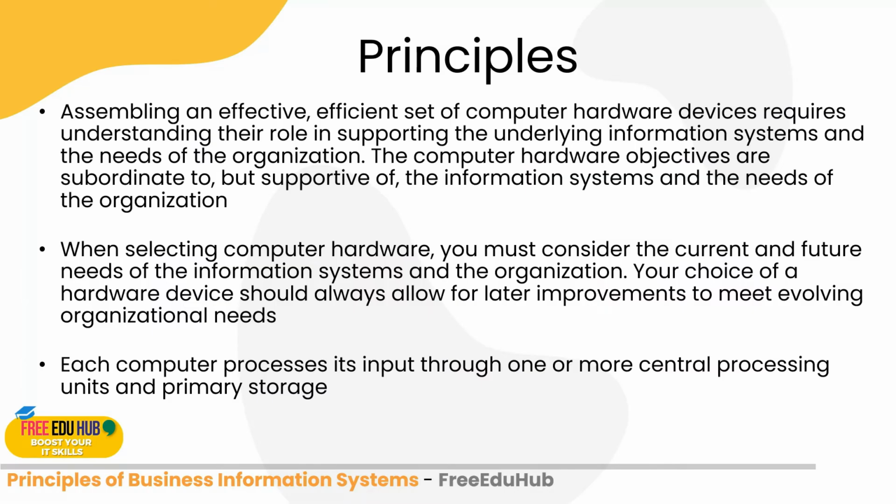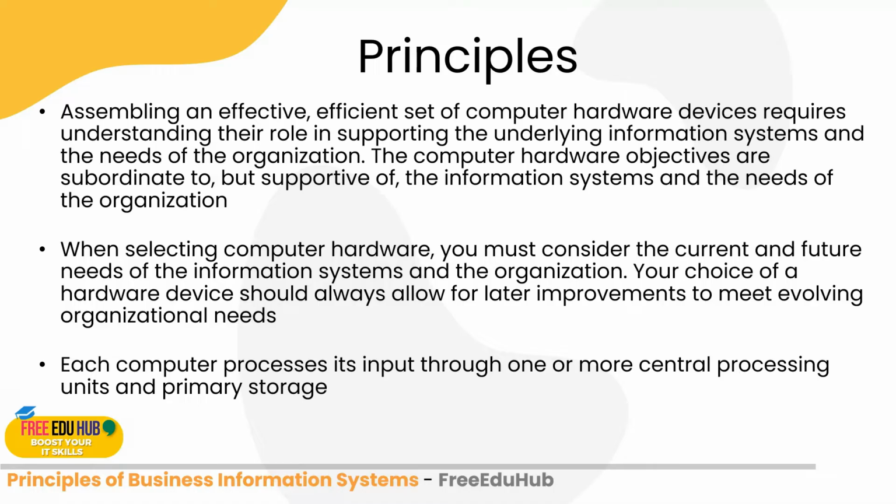The objective and principle of this chapter is that assembling an effective, efficient set of computer hardware devices requires understanding their role in supporting the underlying information systems and the needs of the organization. The computer hardware objectives are subordinate to but supportive of the information systems and the needs of the organization because whatever business we are in, the importance of hardware and software plus the storage devices cannot be neglected. Whatever we do, we are storing our stuff on storage, we are using computers for input, and we are getting the output in forms of printouts and other things. So that's why it's very important to understand the different hardware which is used and how it helps in the information systems.